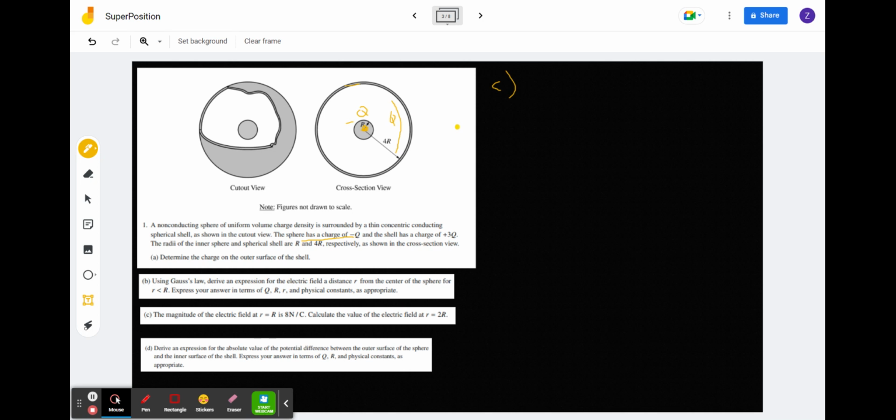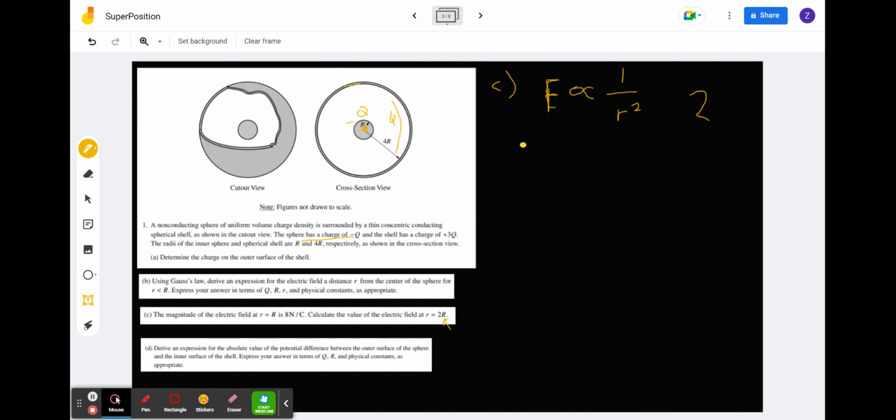So what that means is that we know the electric field should be proportional to 1 over r squared, because that's Coulomb's law for a point charge. So what we're doing is we're doubling the distance away. Therefore, we should be quartering the electric field, meaning we'll get a value of 2. And yeah, that's the answer.